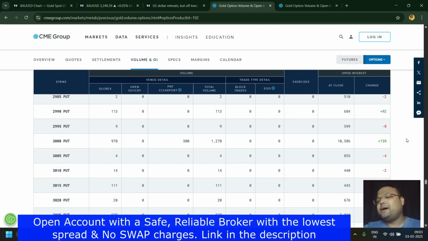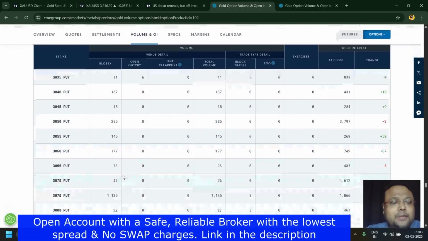So we can expect that if the market falls also, the market is not going below 3000. Those who are expecting that there will be a big correction on gold, with gold heading towards 2700, 2600, the chances are very less. Maybe in the future it may go, but as of now, especially in the month of May, chances are little less.